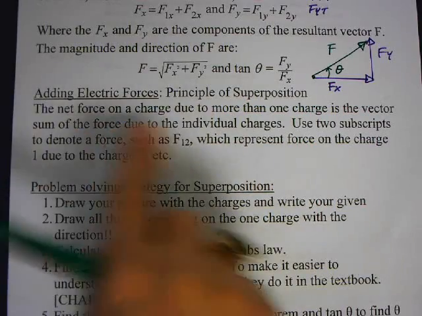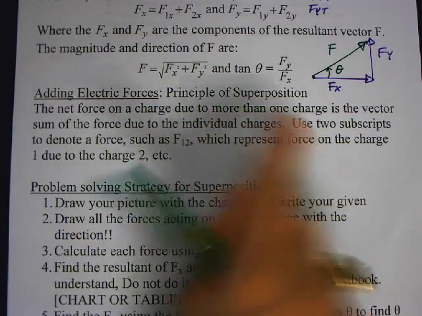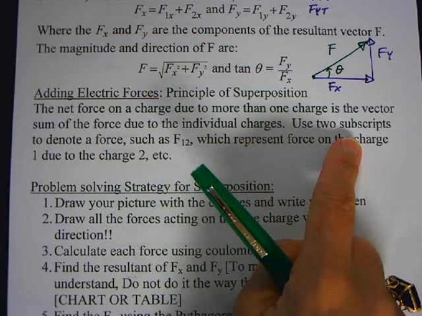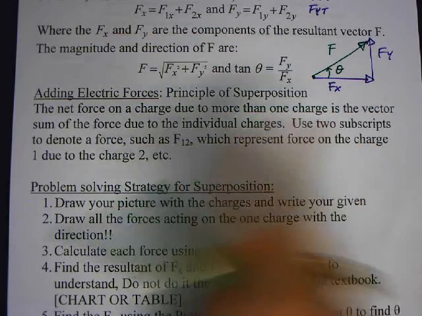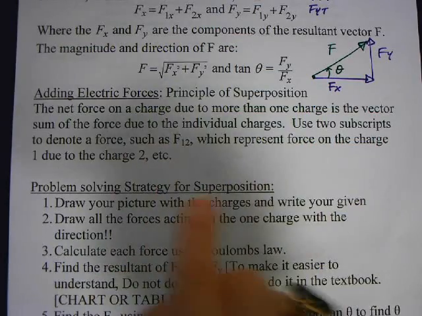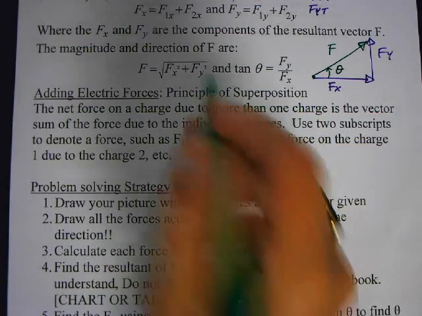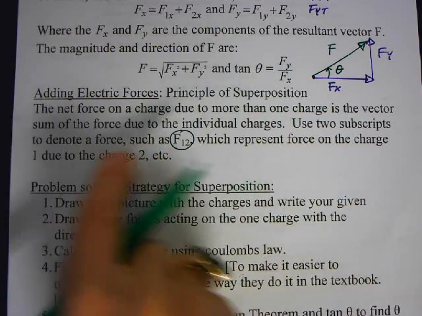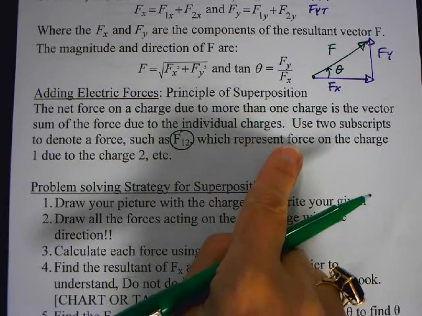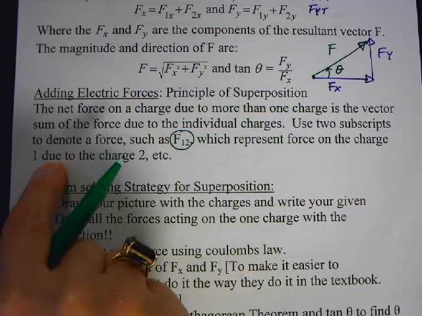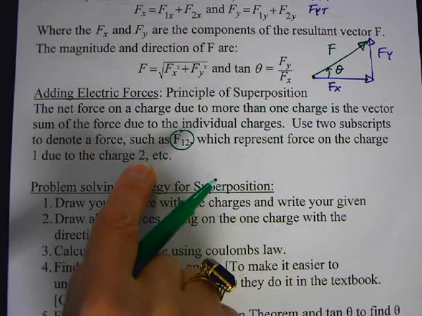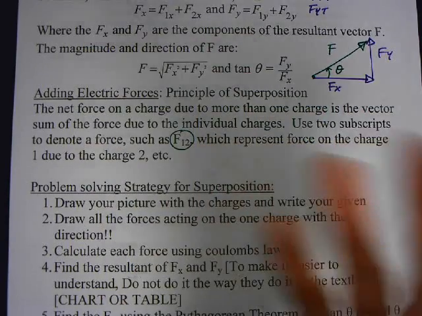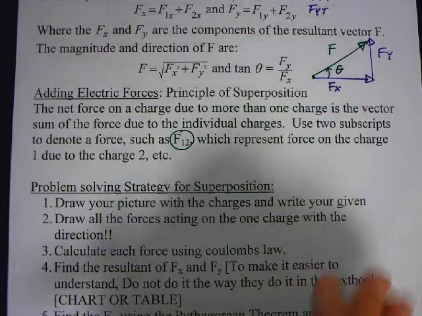The net force on the charge due to more than one charge is the vector sum of the forces due to the individual charges. We use 2 subscripts, because we're going to have forces 1, 2, 3, 4. When I say 2 subscripts like this, F12 represents the force on charge 1 due to charge 2. So we'll have F12, F13, depending on how many forces.